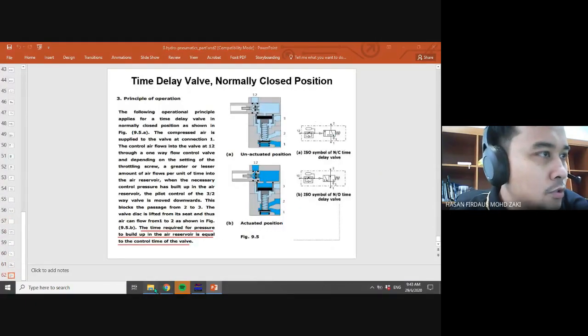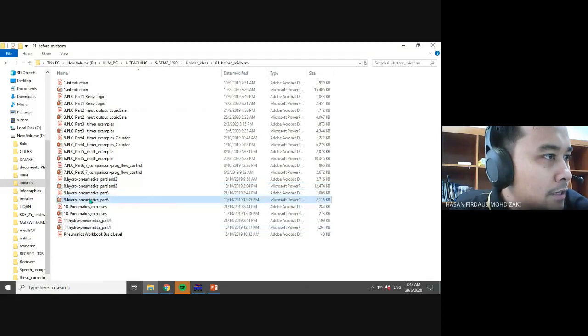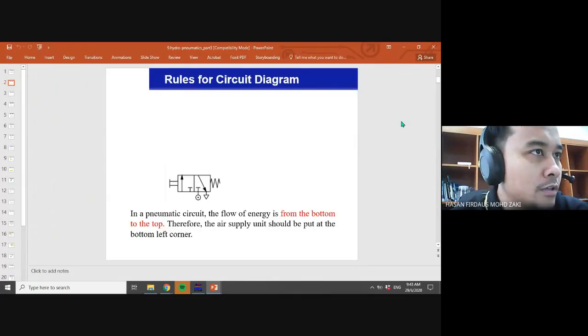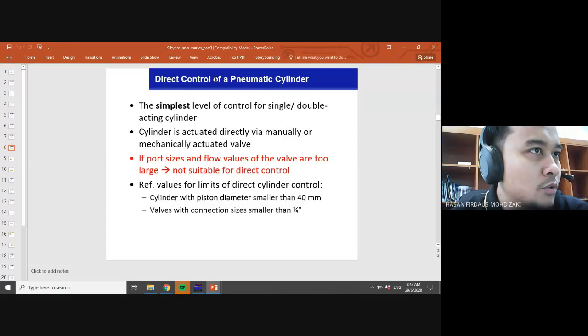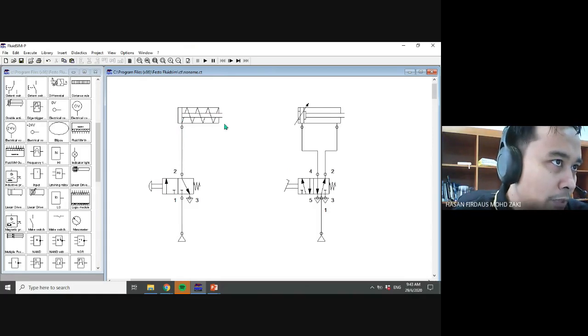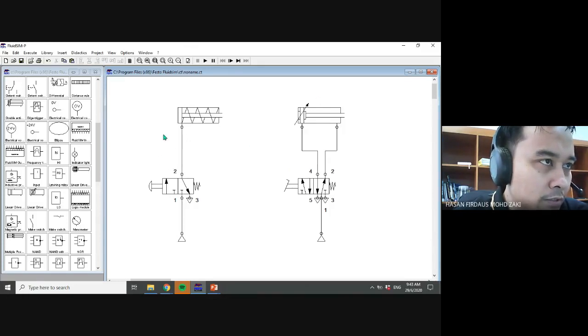Oh, not here. So in the next one here, this one is called direct control. Direct control of a pneumatic cylinder. Direct control means that from the switch, you directly control the power elements. From switch, power elements. As for the indirect control, you have the intermediate DCV here. We'll see indirect control maybe in the next session.